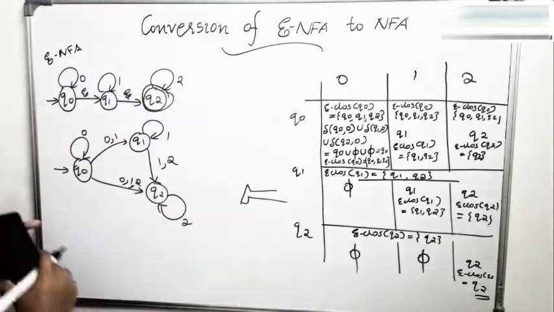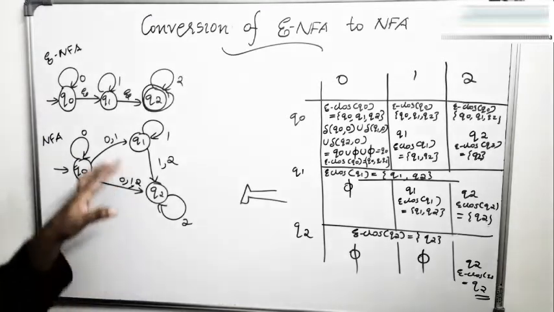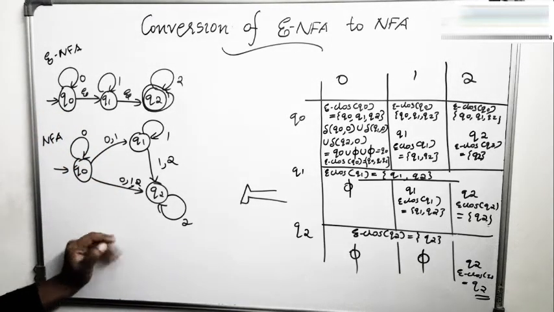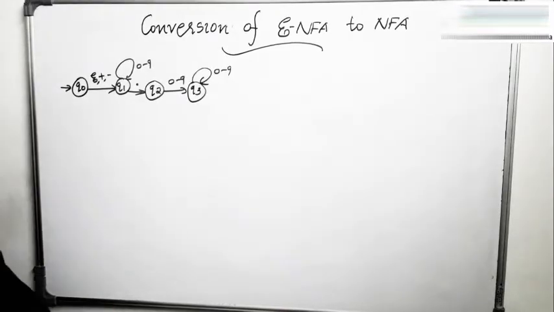This is for the epsilon NFA, and this is the transition diagram that we got after converting this epsilon NFA into NFA. Hope the process is clear. To make it more clear, we will see one more example. So here is your next example.